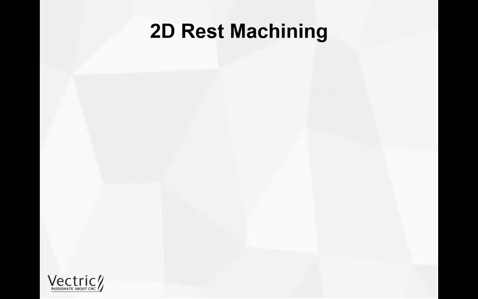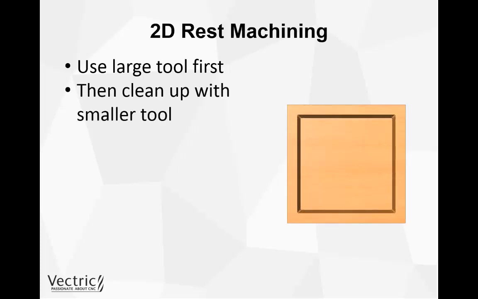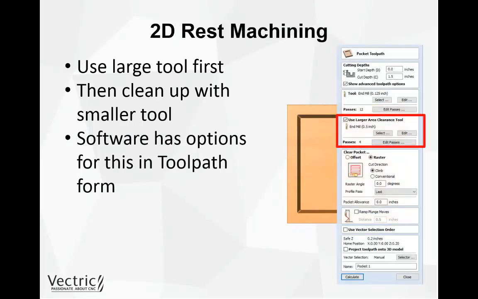So first of all, we'll take a quick look at 2D REST machining. This is where we use the large tool first, then we clean up with the smaller tool. Now the software has all the options for this in the toolpath form itself. As you can see in the pocket that we just demonstrated, we use this option here which says to use the large area clearance tool. That will use the larger tool first, and then it will clean up with the smaller end mill afterwards. So this is a form of REST machining. Now we've probably used that already in day-to-day use of the software.